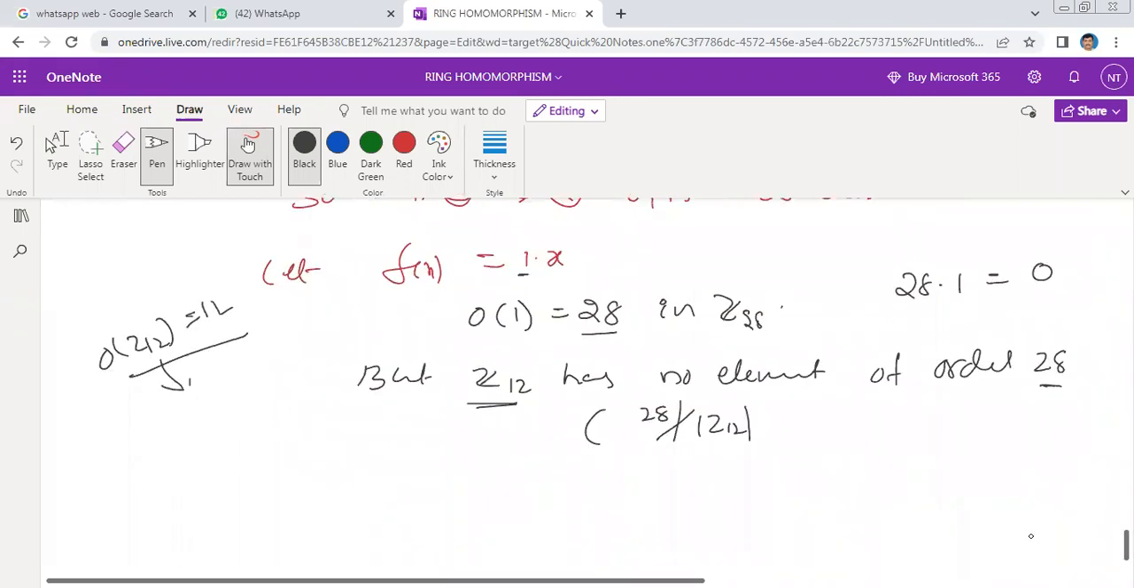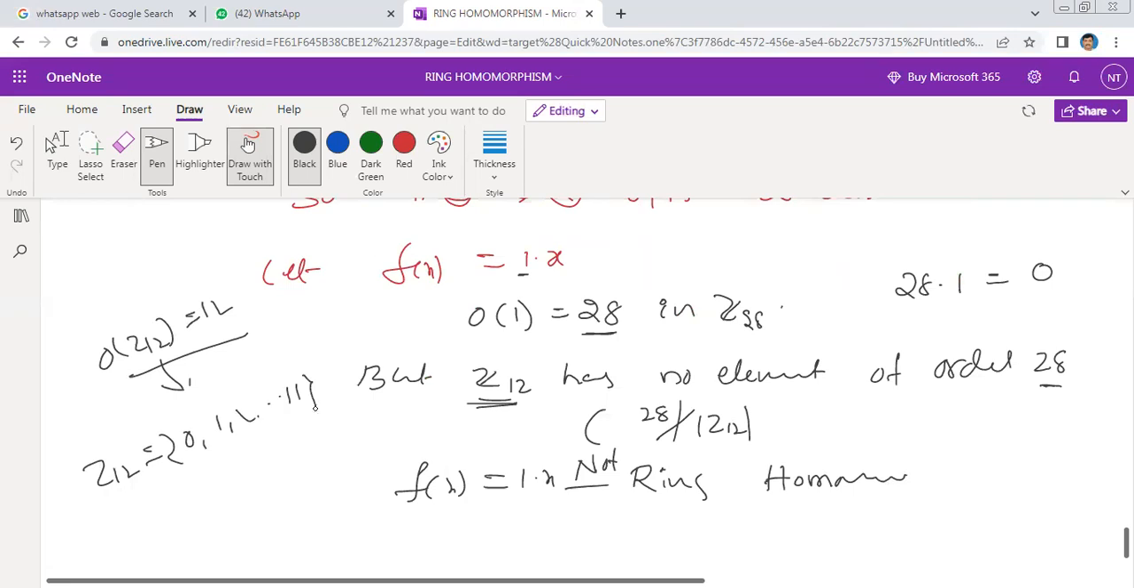So is f of x is equal to 1x a ring homomorphism or not? Not a ring homomorphism. ఫాలో అవుతున్నారండి? It is not a ring homomorphism. Z12 లో 28 ఆర్డర్ ఉండే ఎలిమెంట్ ఏది ఉండదు. Z12 లో ఉన్న ఎలిమెంట్స్ 0, 1, 2, 3 up to 11. These are all maximum element of order is equal to 12 ఉంటుందండి. Maximum order is 12, but not 28. So f of x is equal to 1x is not a ring homomorphism.